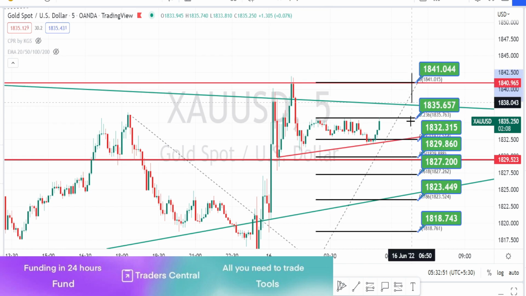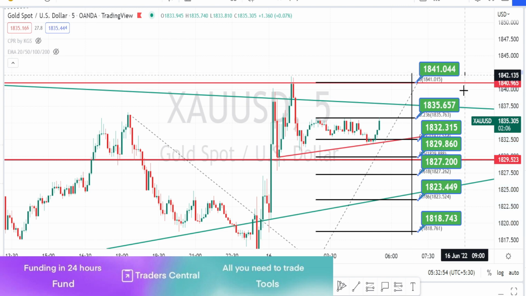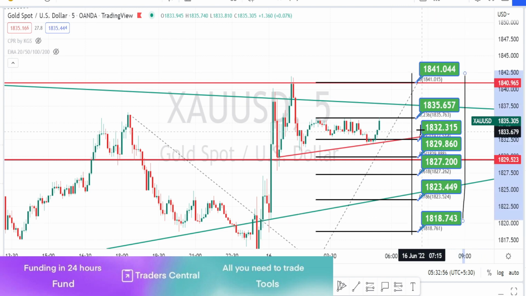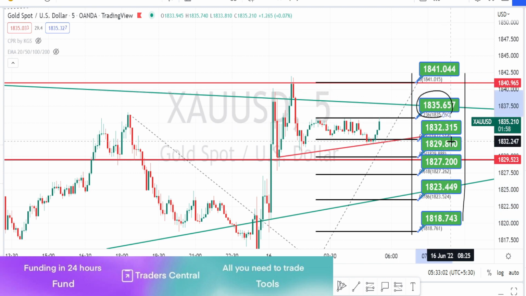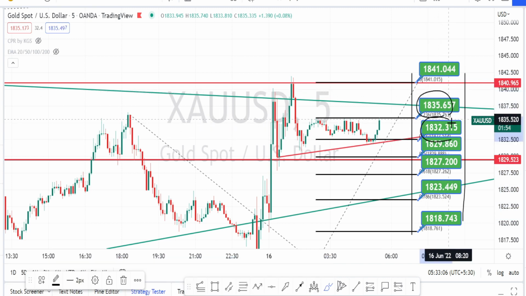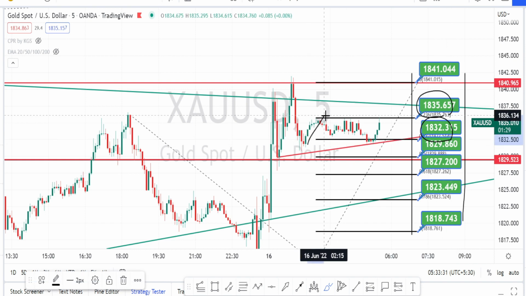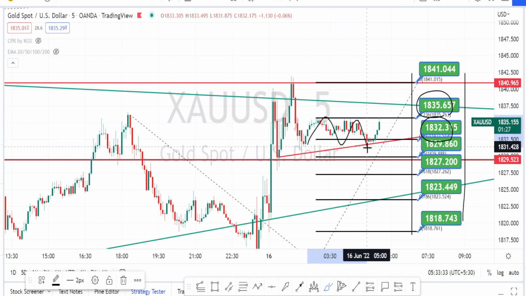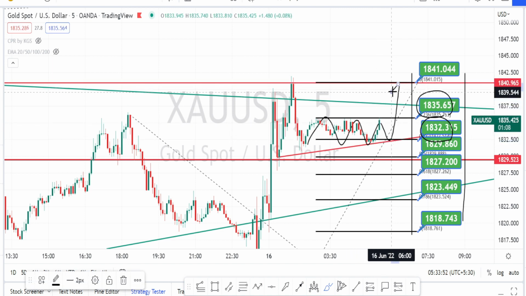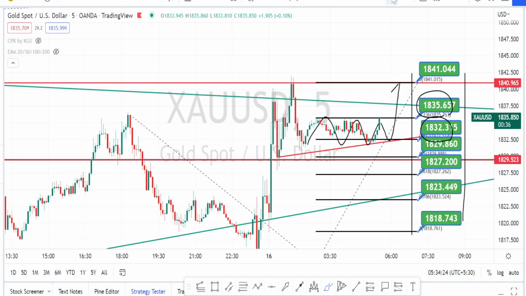So the values within this green color boxes are the resistance and support levels for 5 minutes time frame. Currently the price action is trading between the resistance level of 1835 and support level of 1832. It is trading within a narrow range for now because there is very low trading volume. Wait for the volume to increase in order to take a directional trades on the bullish side or on the bearish side. That's all the analysis for today.